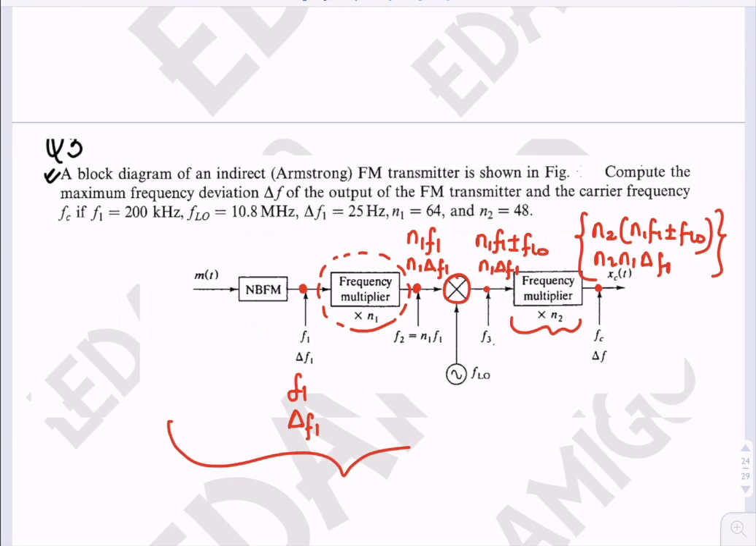Okay, so this is the manner in which we can easily solve such questions in very little time. The only requirement is you should know what a frequency multiplier is and what it changes, what a frequency mixer is and how it changes the signal frequency.